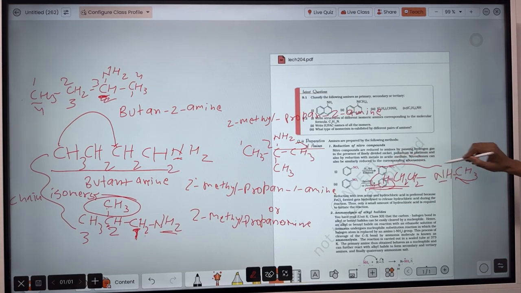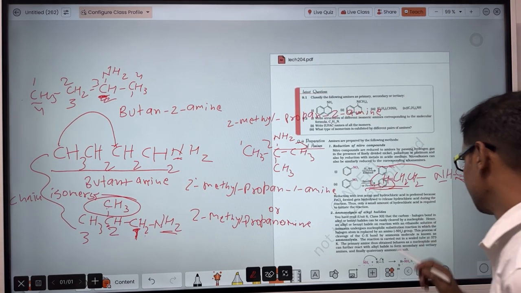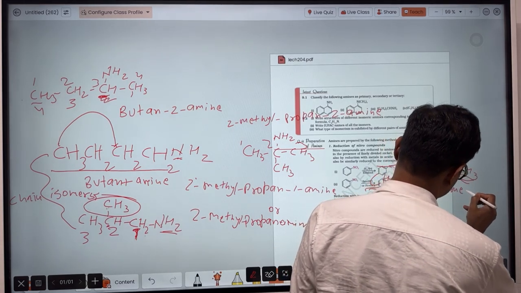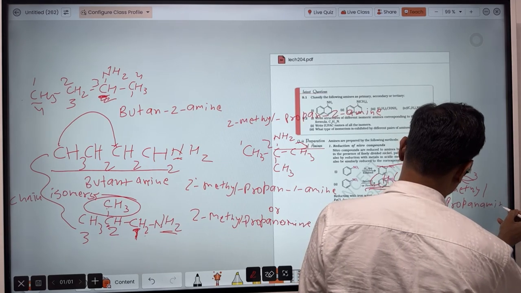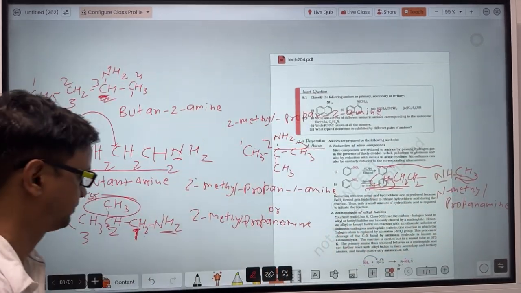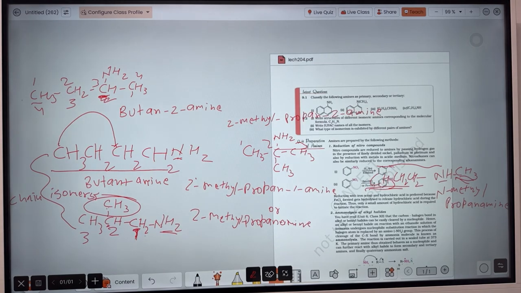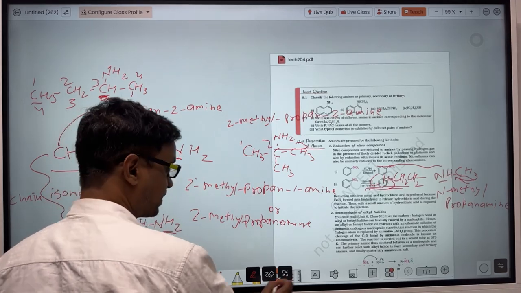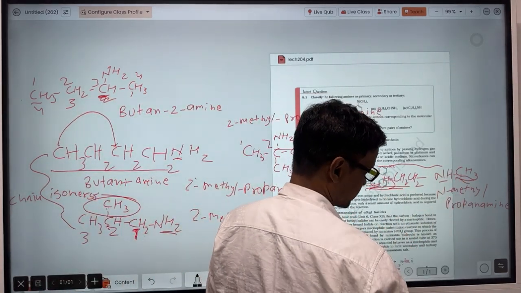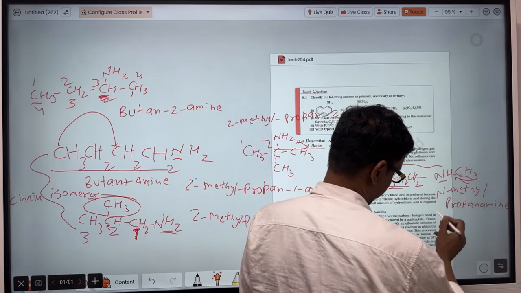The name of the compound will be propanamine, and the methyl will be considered a substituent. And here the substituent methyl is bonded to the nitrogen. That's why for this one we write N-methyl. So its name is N-methyl propanamine. Okay. Then next, take one methyl group also from here and bond it to this nitrogen.